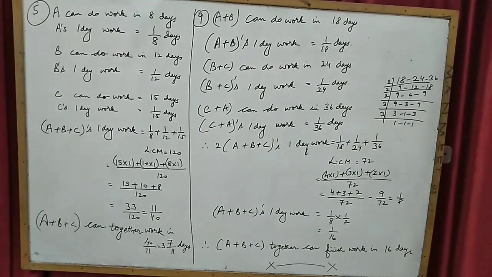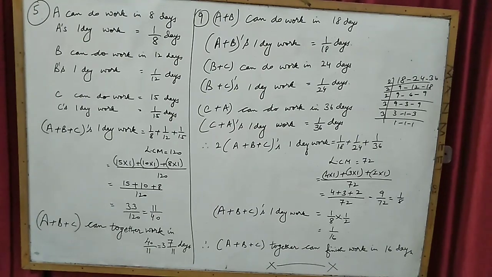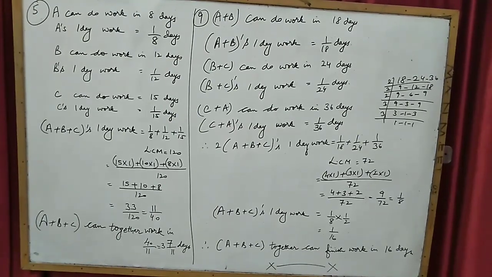A, B and C can do a piece of work in 8, 12 and 15 days respectively. How long will they take to finish it if they work together? Now children, it's not necessary that only A and B will be there. In your question it can be A, B, C or A, B, C, D. Here they have taken 3 variables.